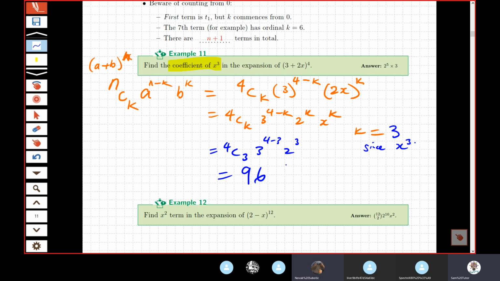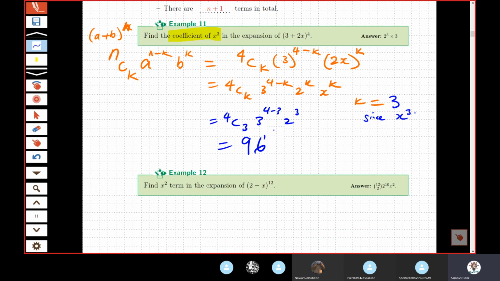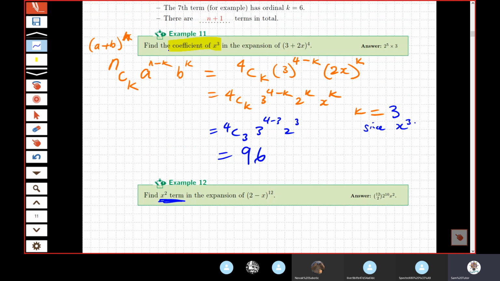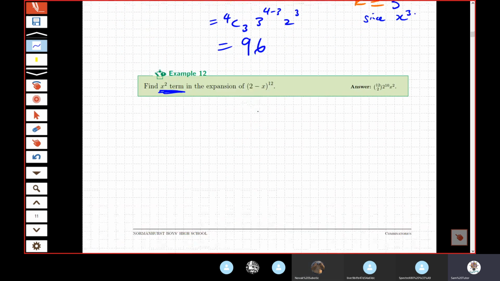Easy? Okay, let's do it again. Find the x squared term, not coefficient. The coefficient is the number in front of that letter, that pronumeral. The term is the number as well as the pronumeral, so the whole thing. So nothing changes, pretty much, is what I'm trying to say. You want to try it one more time, Novak?